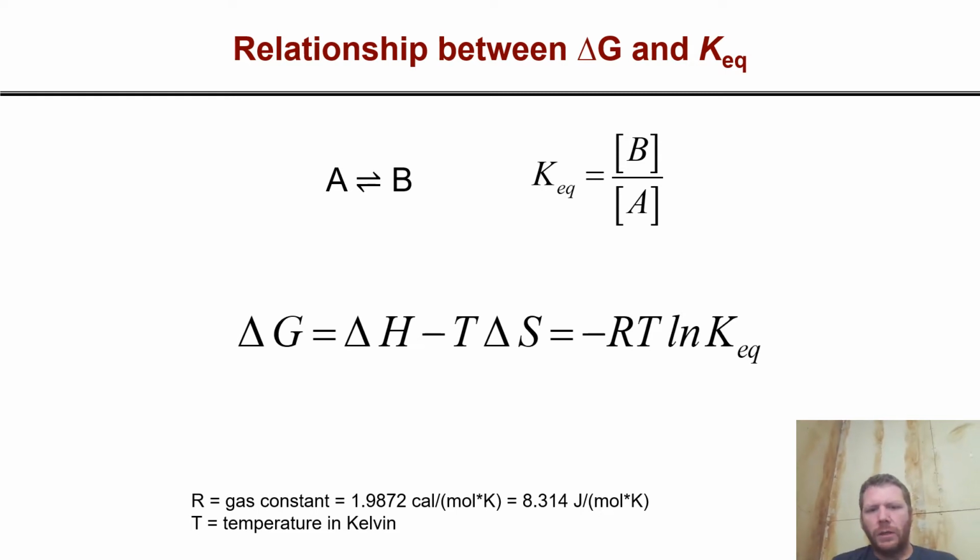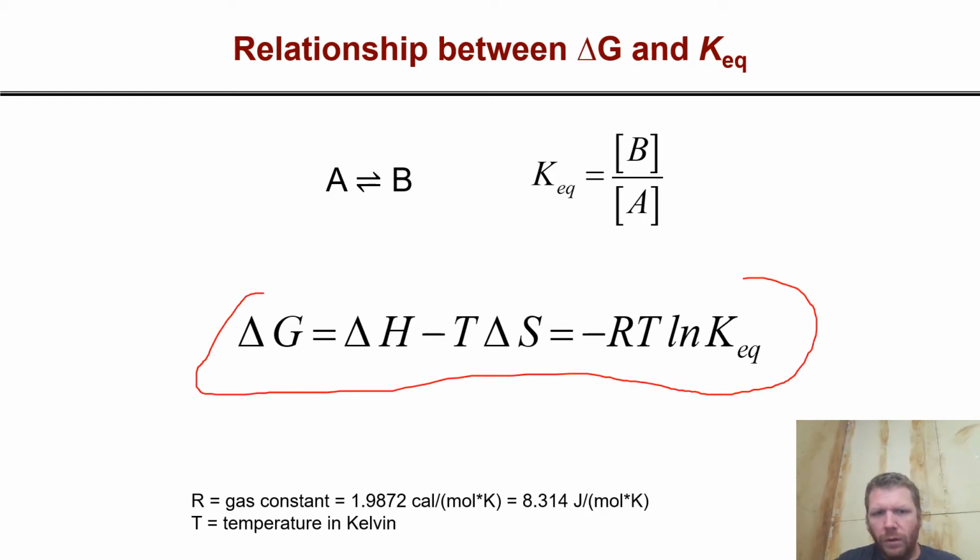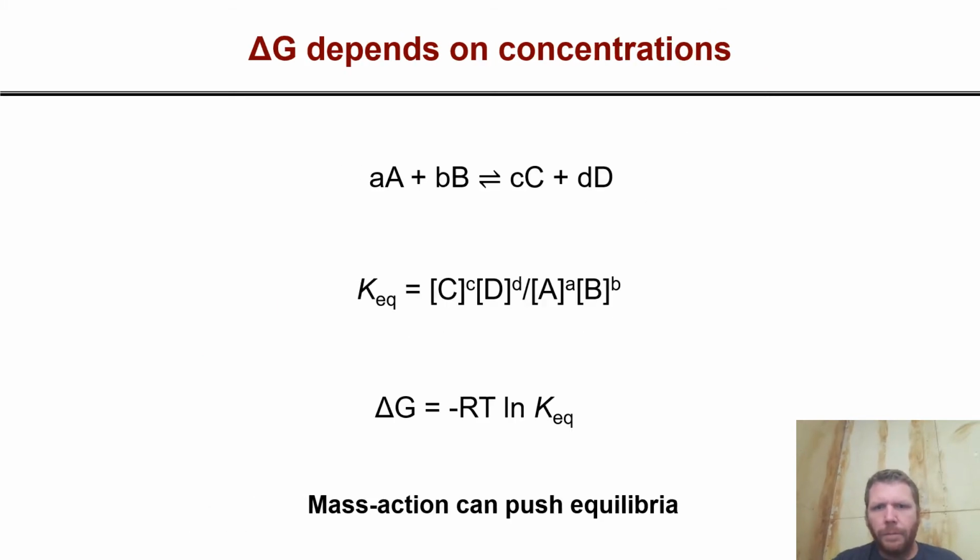You could also look at this in terms of kilocalories, in which case it would be 1.9872 calories per mole Kelvin, but I'm going to stick with joules per mole Kelvin because it requires you to convert fewer units. Our temperature is going to be measured in Kelvin, so make sure you don't get that twisted, Celsius versus Kelvin. So that is one of the things we're focusing on.